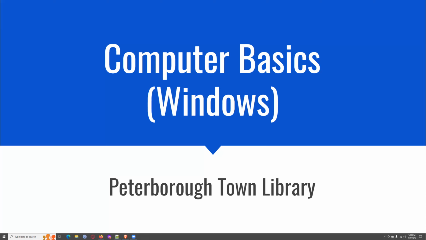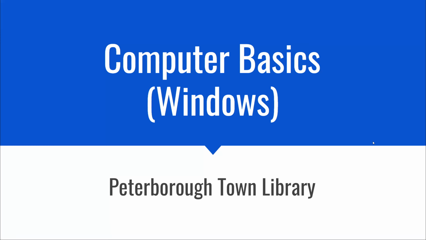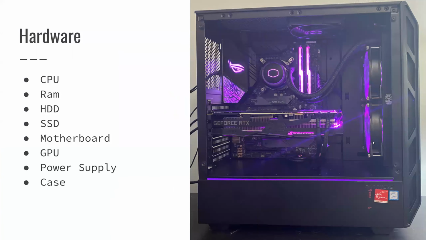All right, so computer basics, Windows. The first thing is generally, what is a computer? A computer is generally referred to as the housing that contains the motherboard, which has the CPU, the RAM, the hard drive, all of that stuff attached to it. So it's kind of the physical box.